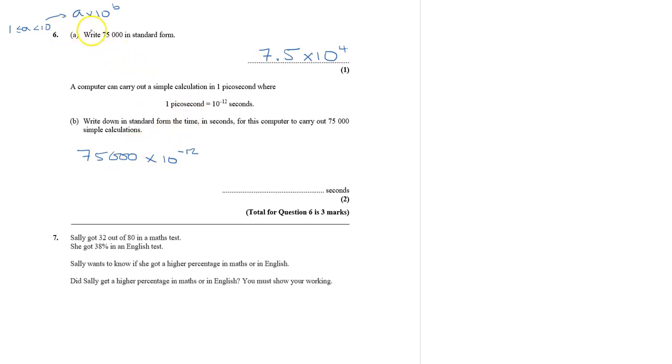Now we're going to use part A here because we've got 75,000 in standard form already, so that's 7.5 times 10 to the power of 4 times 10 to the power of minus 12, and then the rules of indices, we add the powers and we should get 7.5 times 10 to the power of minus 8. So 4 minus 12 is minus 8, or minus 12 plus 4 is minus 8, but it's 7.5 times 10 to the power of minus 8 seconds.